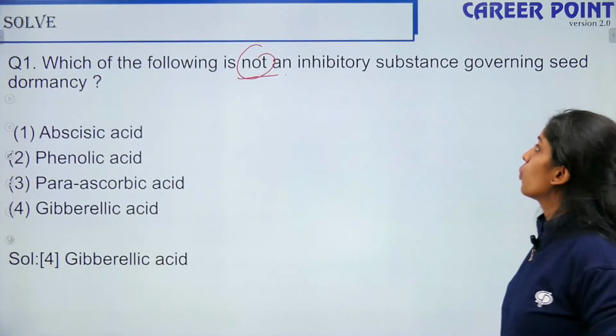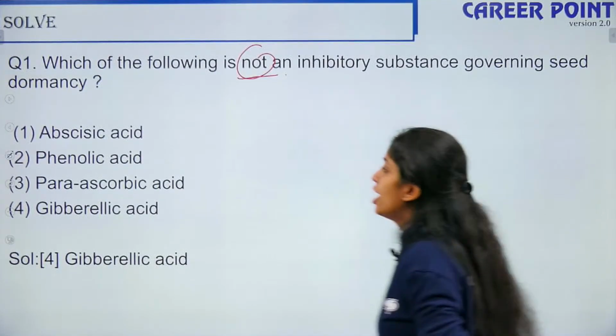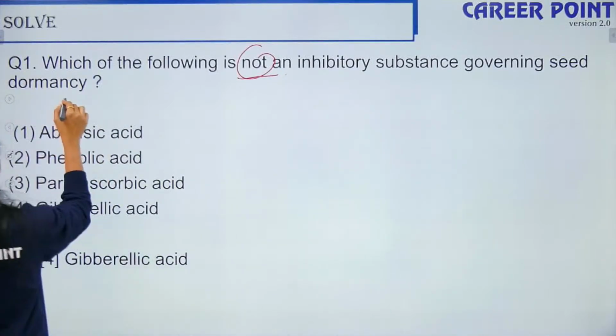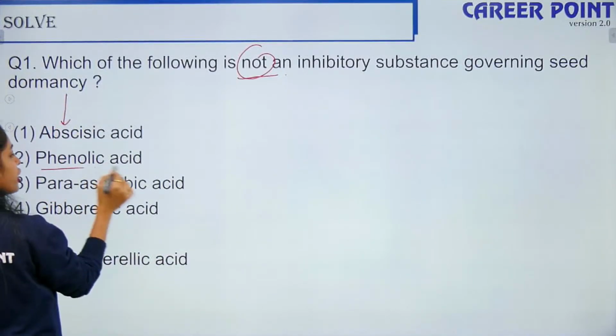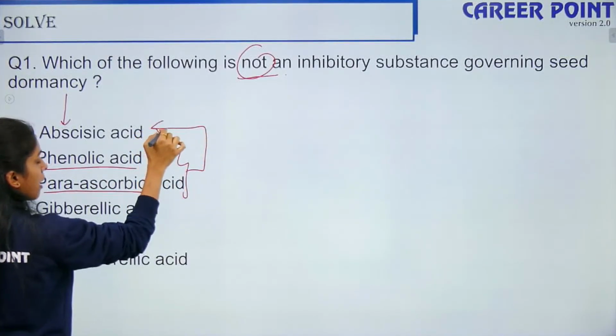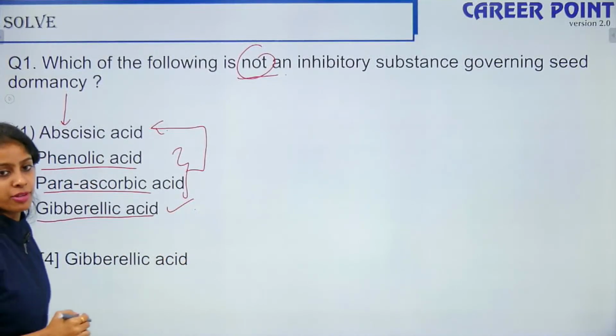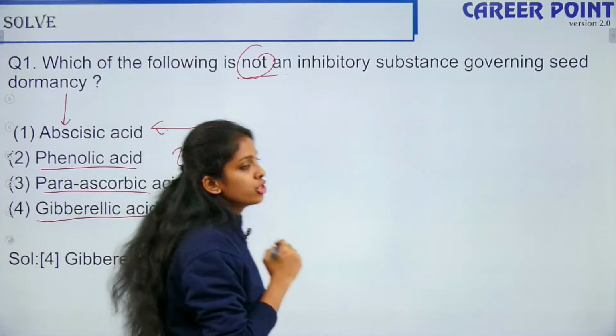The right answer, which is not an inhibitory substance governing seed dormancy. So seed dormancy is governed by your abscisic acid. Your phenolic acid and para-abscisic acid are structurally identical to your abscisic acid. So it is your glycerolic acid which is not an inhibitory substance for your seed dormancy.